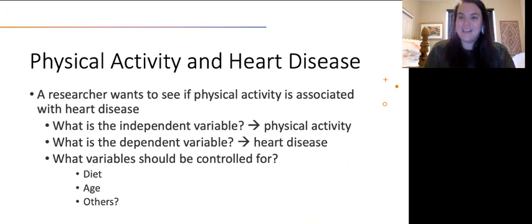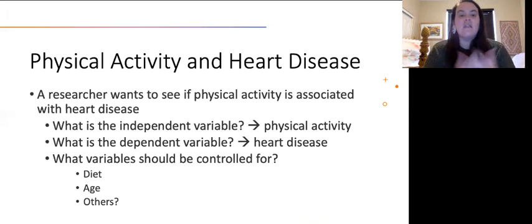The prompt doesn't really tell you this. This is something you'll have to know as a researcher, or find out what other studies control for, to identify potential confounding variables. So diet affects physical activity, and maybe even heart disease, or definitely heart disease, I should say. Age: the older you get, the higher your risk of heart disease, but maybe you are less physically active. Think about it. Are there others? Maybe sex, or, there's like a million. Hypertension status.